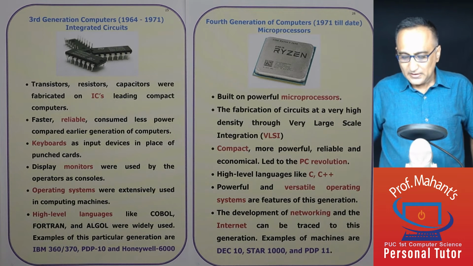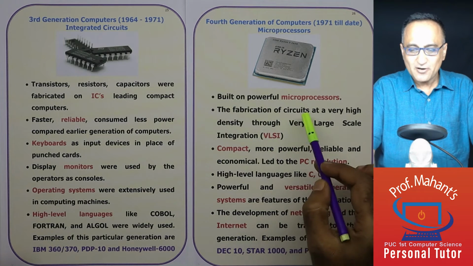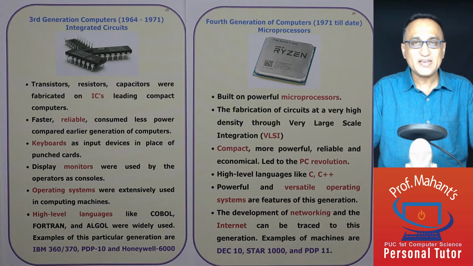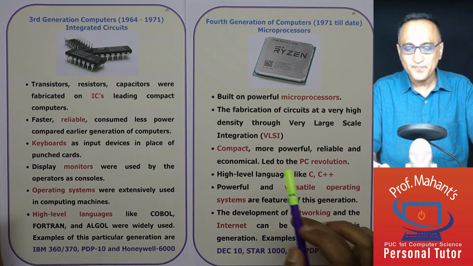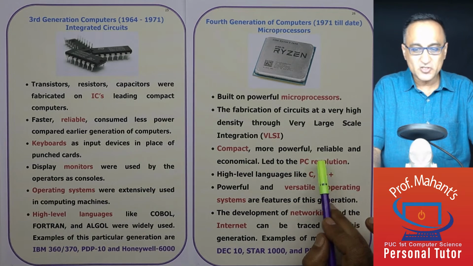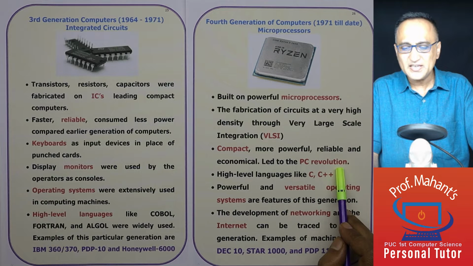Now, all these changes came from the microprocessor and VLSI technology. VLSI is an electronic term which is used to indicate the density of electronic components that can be fabricated or created in a unit area. The higher the number of transistors, resistors, capacitors that can be placed in a unit area, the better the performance of the machine is going to be, because smaller size is going to give you more power. So the machines became more compact, more reliable compared to the previous generation, and led to the PC revolution.